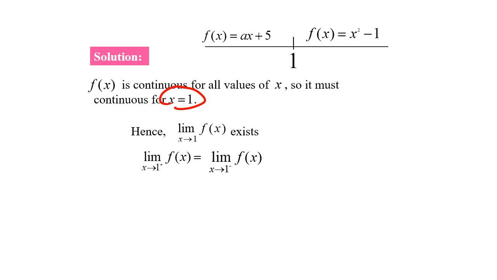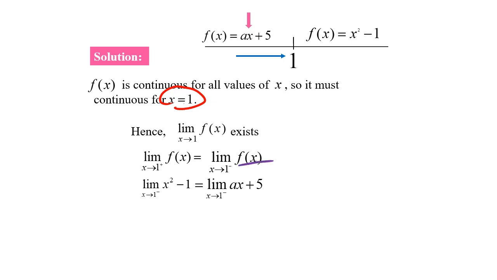So, which function should we use for the right side of 1? It will be x squared minus 1, so replace the f(x) with x squared minus 1. And then, for the limit of f(x) as x approaches 1 from the left side, which function should we use? Yes, ax plus 5. So we just replace the function f(x) here with ax plus 5.